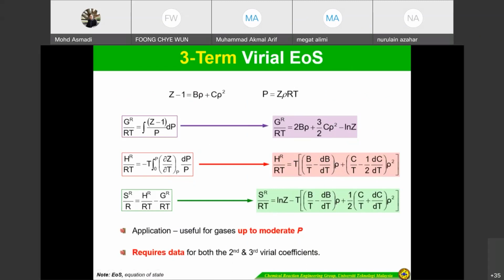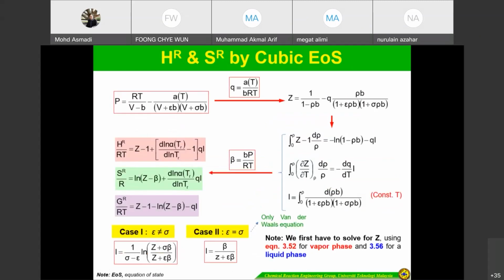So you need the data for the second and third virial coefficients, like B and rho. You have to calculate the residual. The one that I want to focus on is more the cubic equation of state. How to determine? There are two cases. Case 1 is sigma not equal to epsilon, and case 2 is sigma equal to epsilon. So these are the equations for the cubic equation of state to determine residual properties.